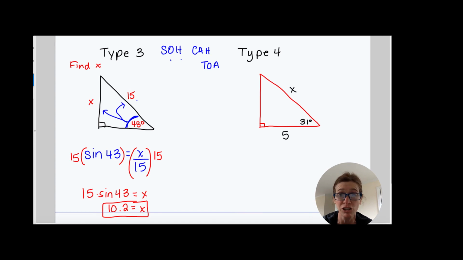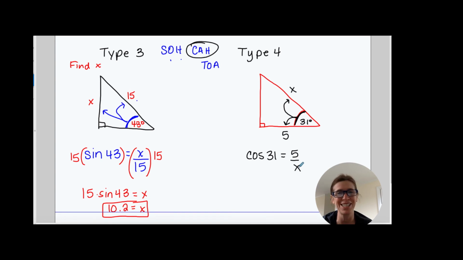So I use the structure. I decide which trig function I'm going to use. So I have my reference angle of 31. In reference to that angle, I have its adjacent side. I want the hypotenuse, so I'm going to use cosine. All right, so I write my equation using structure. Cosine 31 equals 5 over x. Bummer! X in the denominator.